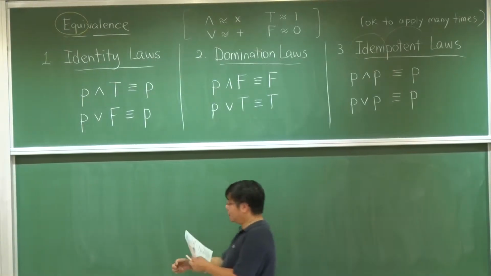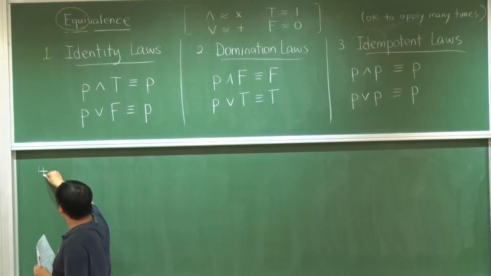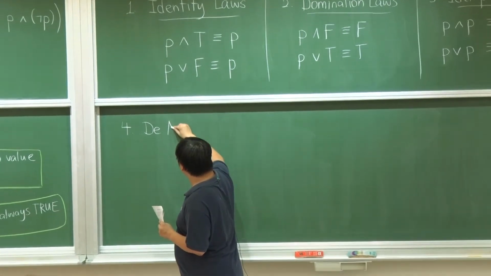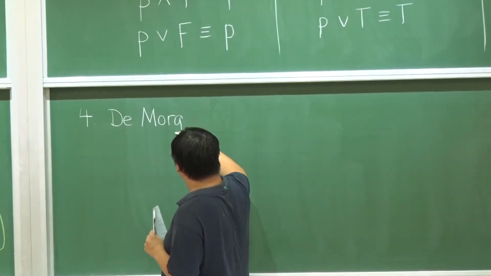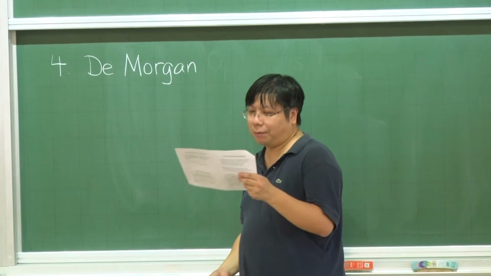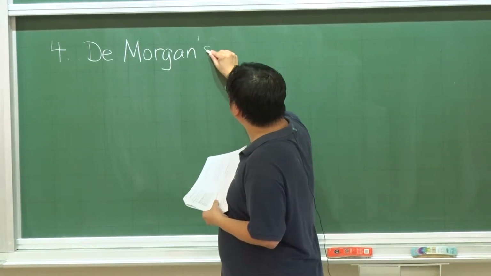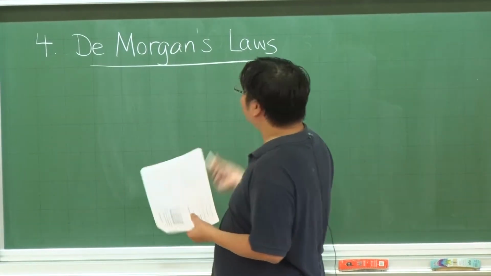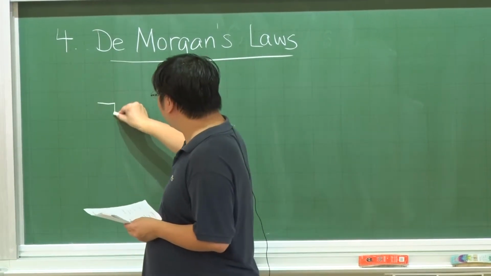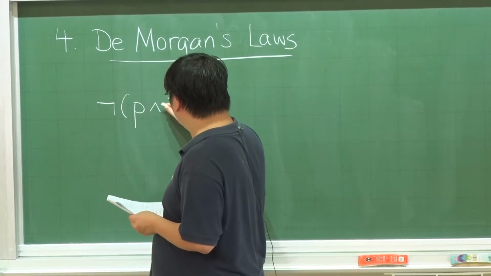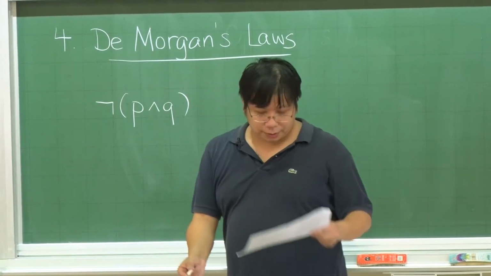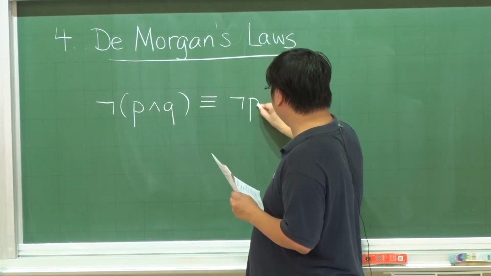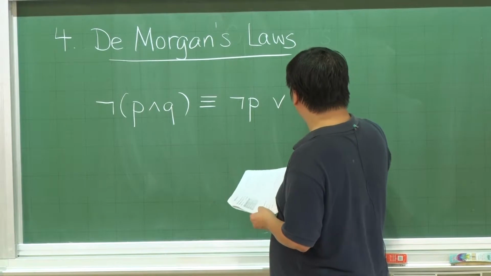The next one is very important. It is called De Morgan's law. It is named after the mathematician De Morgan. We have seen one of them: not (P and Q). When P and Q is negated, it will be equal to not P or not Q.